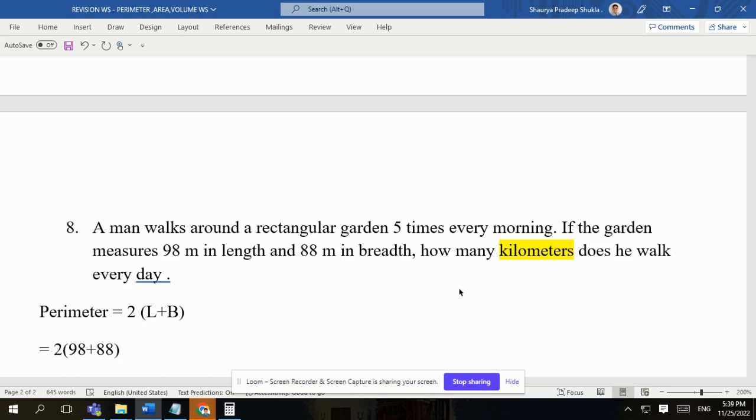Now 186 multiplied by 2. 6 twos are 12, carry forward 1. 8 twos are 16, plus 1, 17, carry forward 1. 2 and 3, 372. That is what we have got, 372 meters. That is equal to one round.